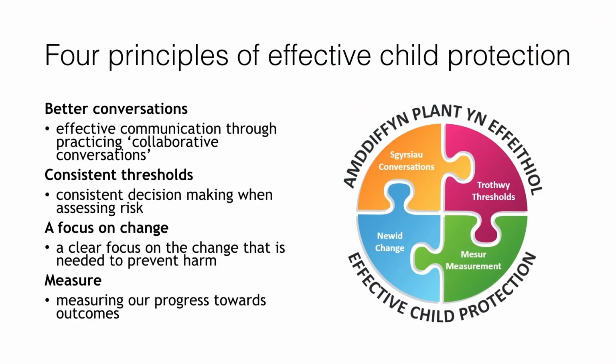We remind ourselves that effective child protection is based on 4 elements. These are better conversations, consistent thresholds, a focus on change, and measuring progress. As a practice framework, it is primarily focused on change to keep children safe. To facilitate this, effective child protection emphasizes 4 elements that contribute to keeping children safe.